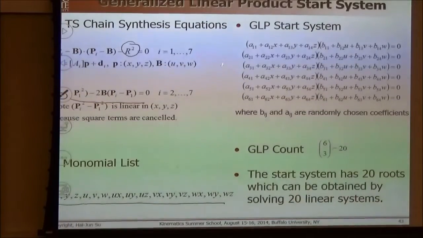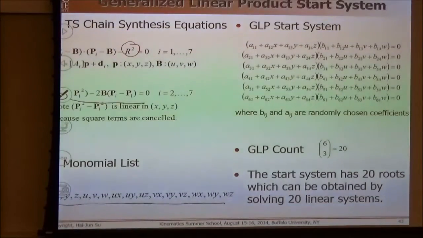Actually, there are six equations of identical structure. The start system will be just a product of two linear systems, one in u, x, y, z and the other in u, v and w. And these a_ij and b_ij are randomly chosen complex coefficients. And you can count how many roots there are in this linear system. That determines how many homotopy paths are to be tracked in the homotopy solver.